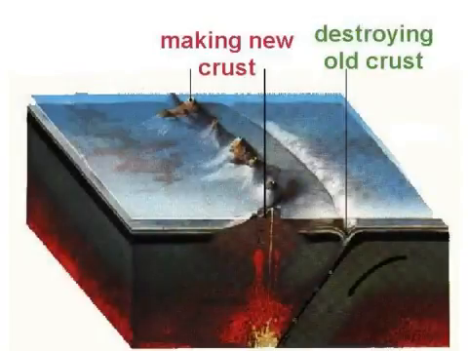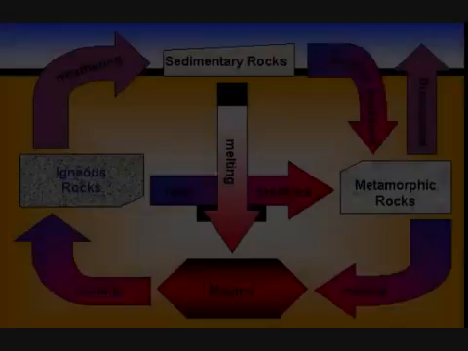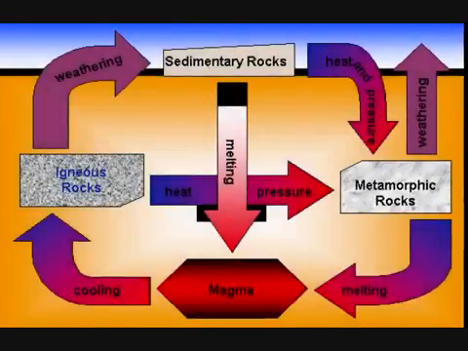Finally, these sedimentary rocks get pushed down into deeper levels and under high pressure and high temperature are changed into metamorphic rock. Eventually, metamorphic rocks are pushed even deeper until they are melted and turned into magma, and the cycle starts again.